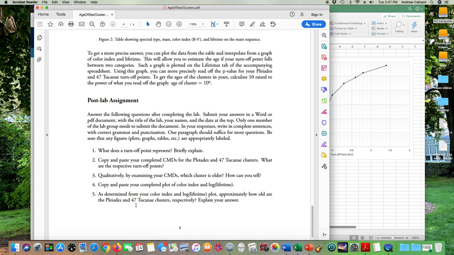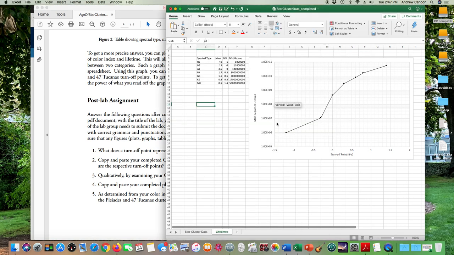So in question 4, you don't actually need to make that plot. It's already made for you. You can just copy and paste over this plot here, and then explain how you got the lifetime from this graph in your answers.